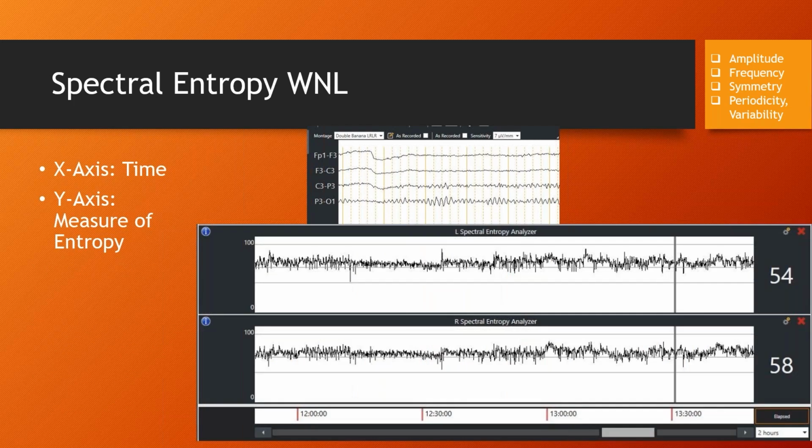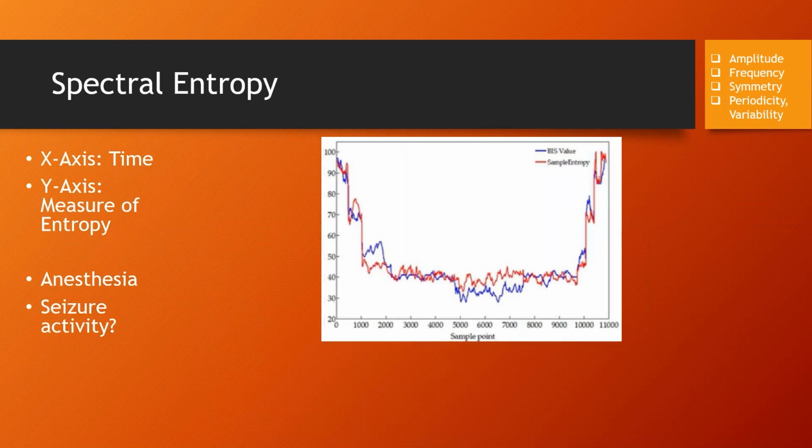Spectral entropy is the next frequency-based trend, and spectral entropy I have seen mostly used for anesthesia. It is the basis or very comparable to the BIS monitor, where you get a numerical value that tells you whether the patient is awake or asleep. Again, you're looking at a number of different things and getting a simple number out of that. This is an example of the spectral entropy or sample entropy being compared to the BIS monitor during anesthesia induction.